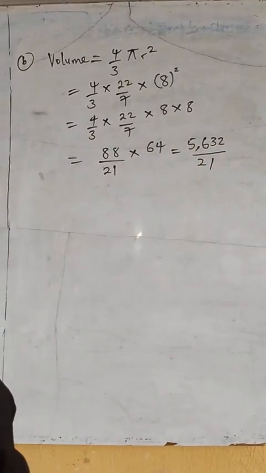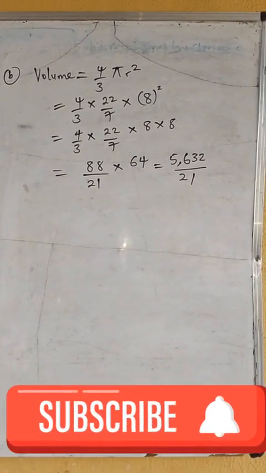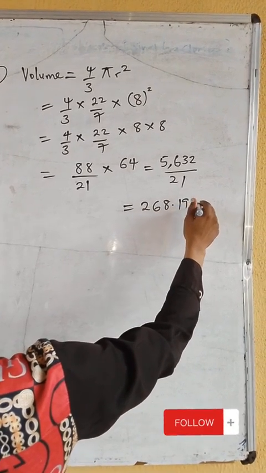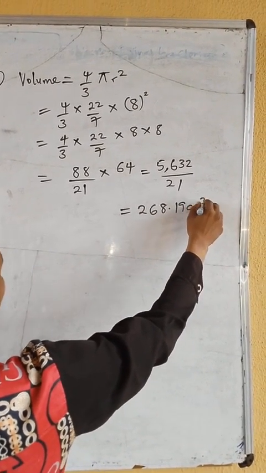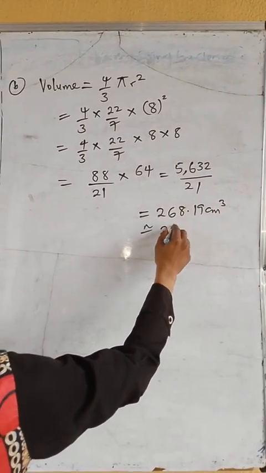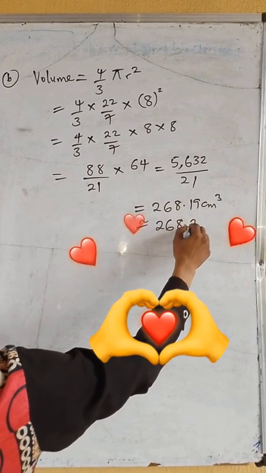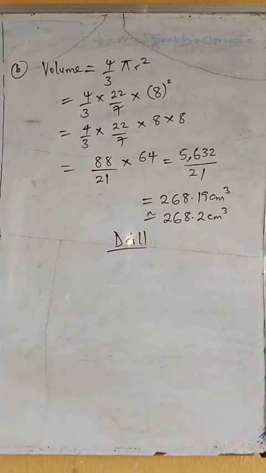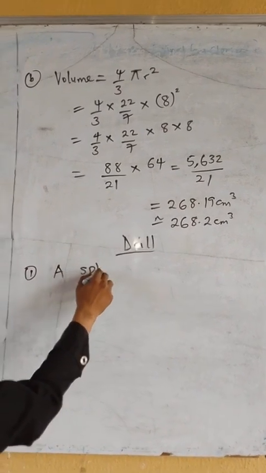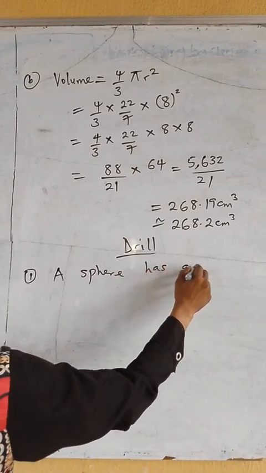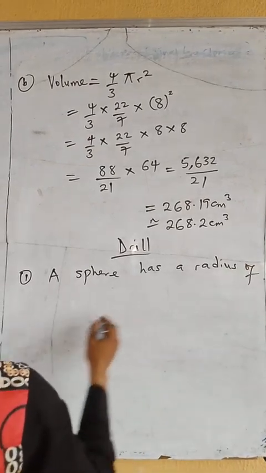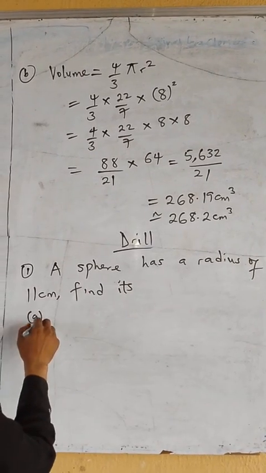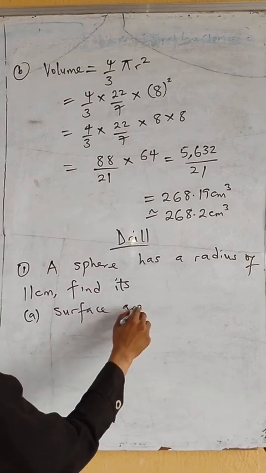So by the time we multiply 88 times 512 and divide the result by 21, we are going to have 268.19 centimeter cube. Don't forget that is the volume, and you can decide to round it up. It will be 268.2 centimeter cube. So I want you to try this on your own and put your answer in the comment section. A sphere has a radius of 11 centimeter. Find its surface area and likewise the volume.